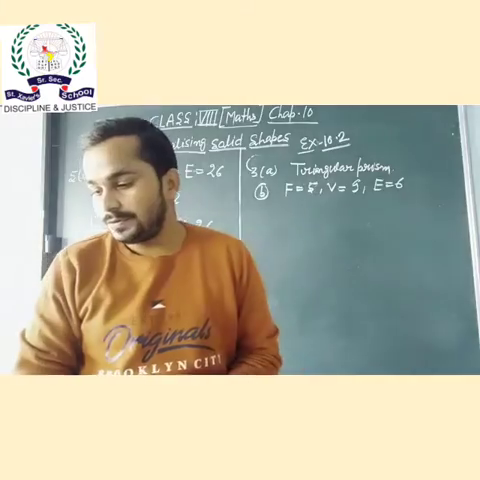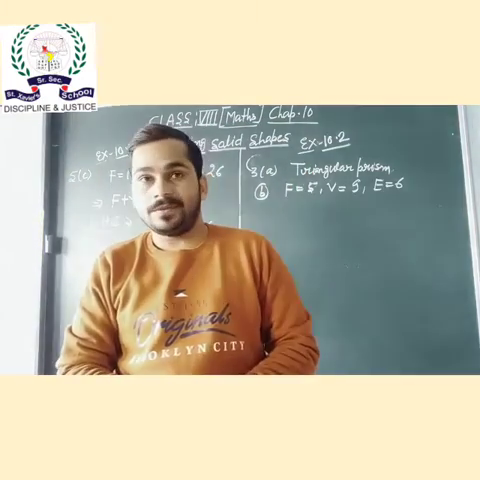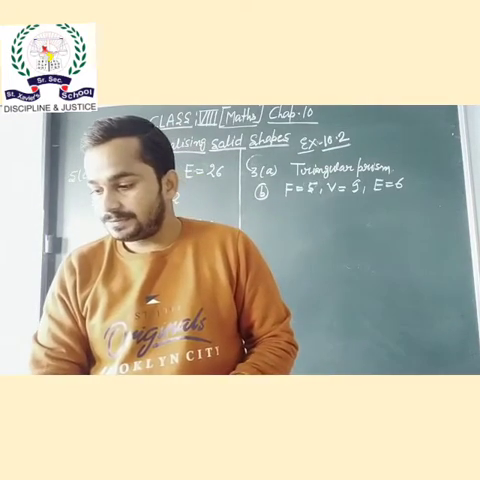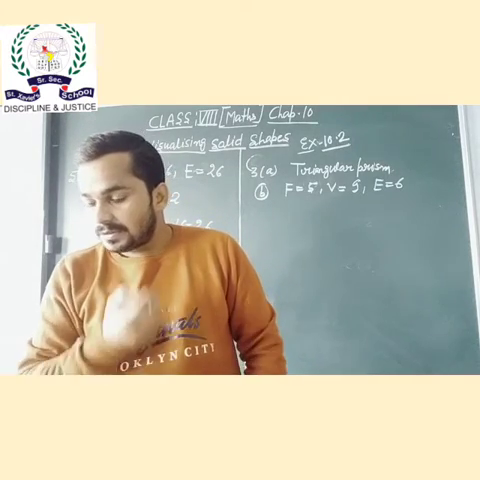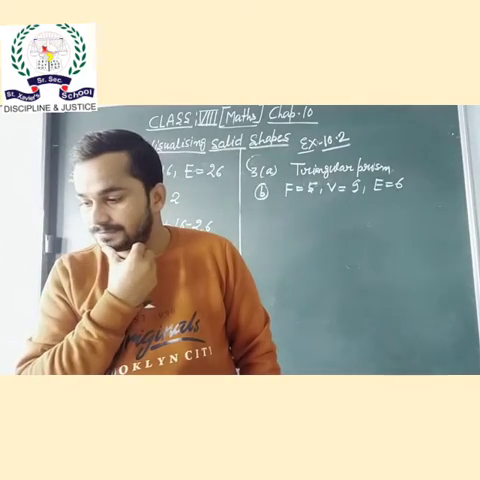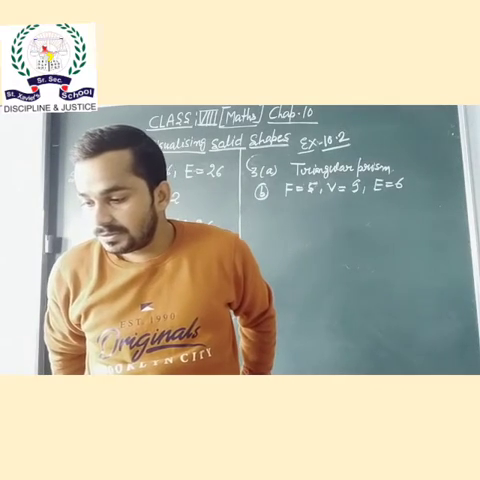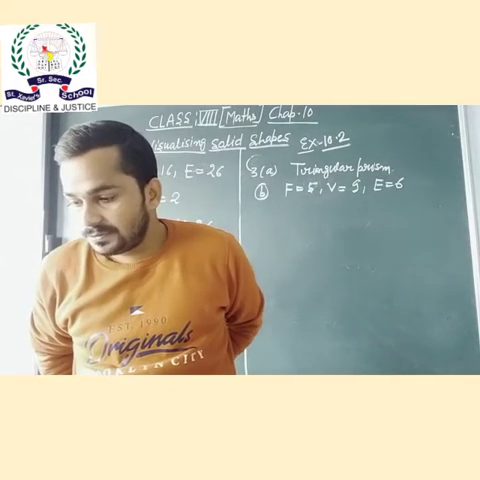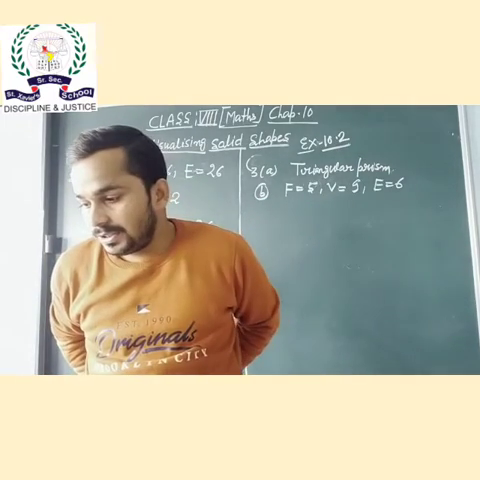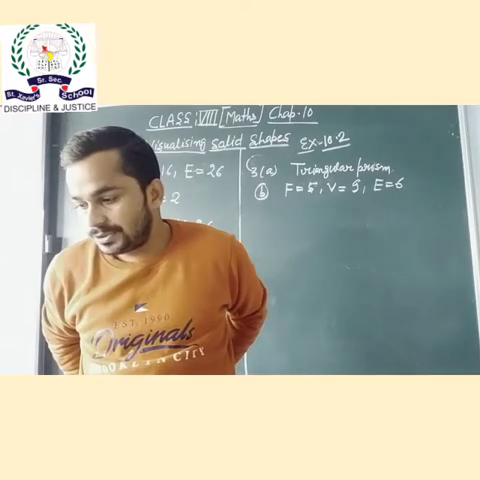In question number 4, match the following where figure, net and name are given. You have to match the following. So first one, part A is a square pyramid. The net of it is in the third part. In the B having a hexagonal pyramid. In the C having a cone. In the D having a square octahedron.